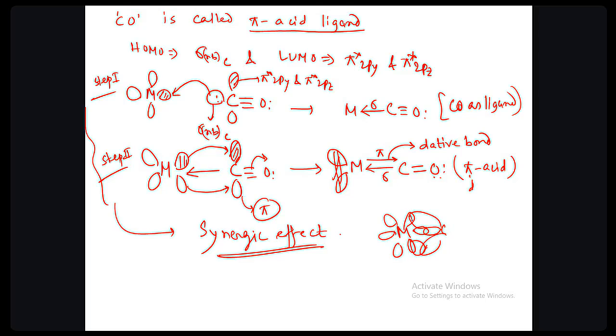So this is the symmetry. Sigma as well as pi, both form simultaneously. So this is the phenomenon of the synergic effect, the ligating behavior of carbon monoxide.